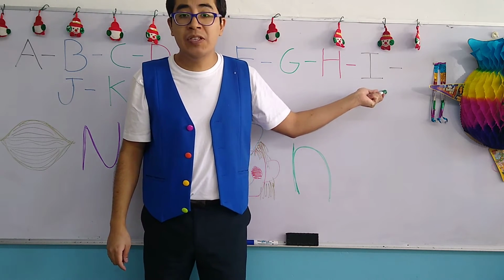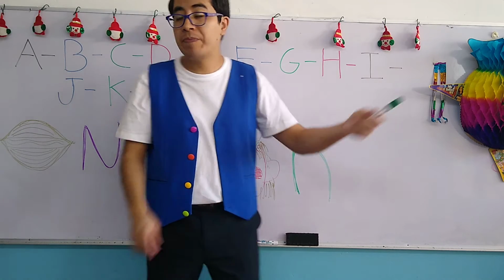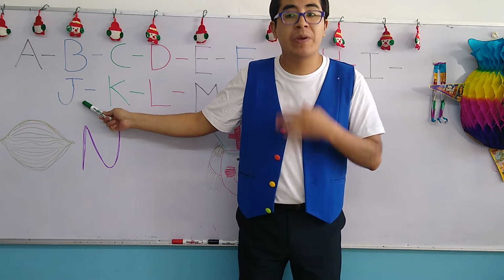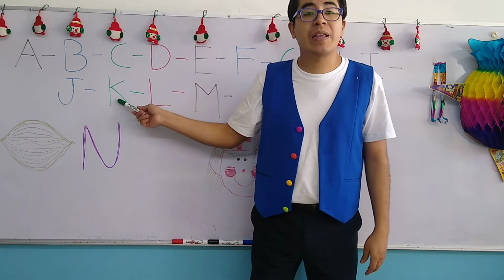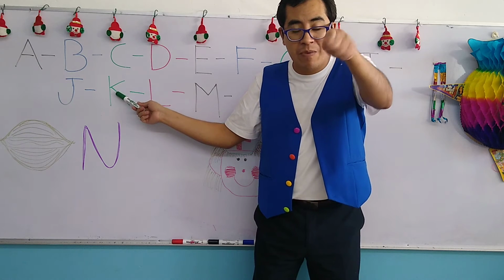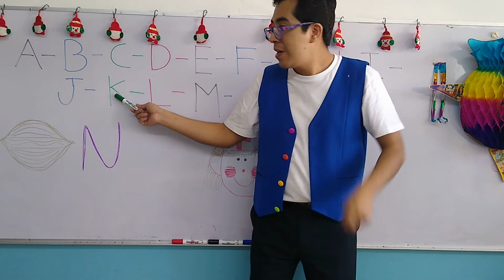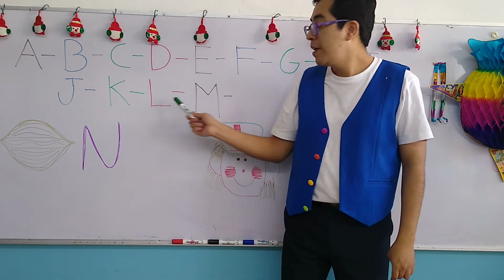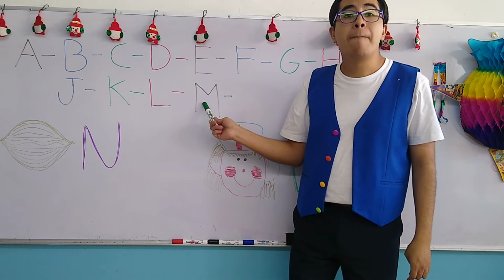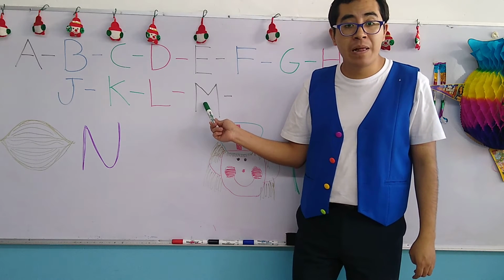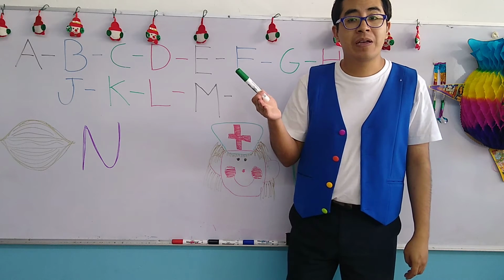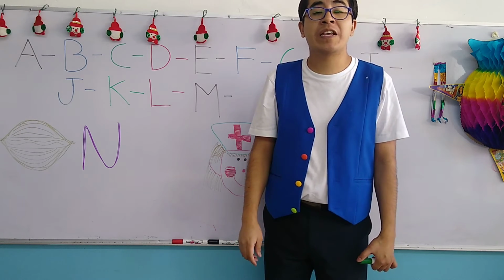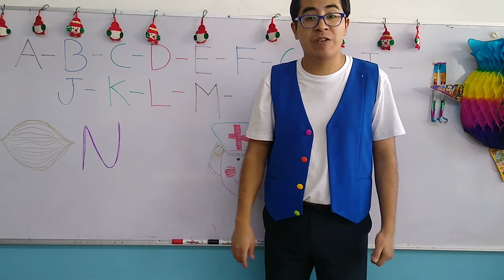Capital I, insects, ice cream. Capital J, the name of the teacher, Jacob, juice. Capital K, key, remember the object to unlock the door, kite. Capital L, lemon. Capital M, mother, milk. Remember what is milk? The object, the liquid that we drink, which is colored white, and we eat it at breakfast or for dinner, okay?